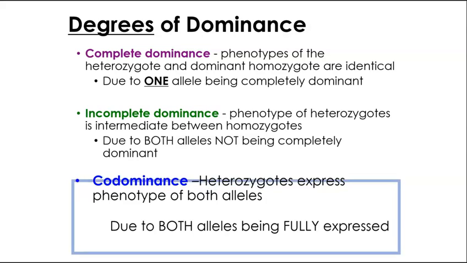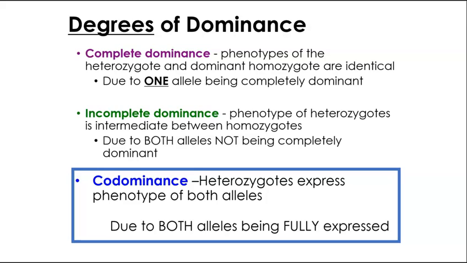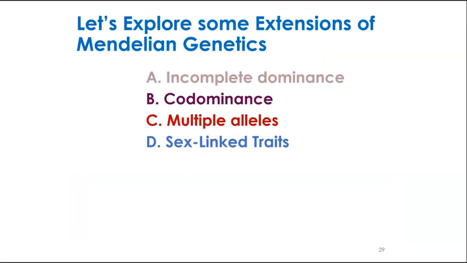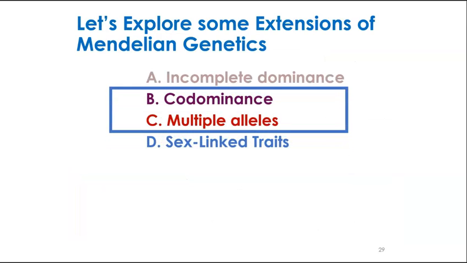And then we have codominance. Codominance is when heterozygotes express phenotypes of both alleles due to both alleles being fully expressed. So this is codominance. So we're going to get into more Mendelian genetics. Codominance and multiple alleles, we can see examples of this, especially in our ABO blood types.